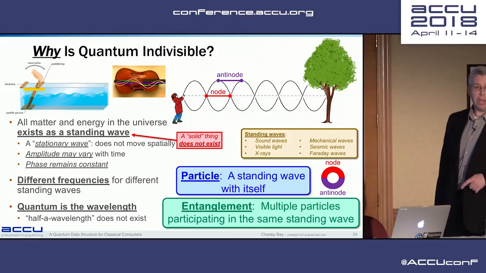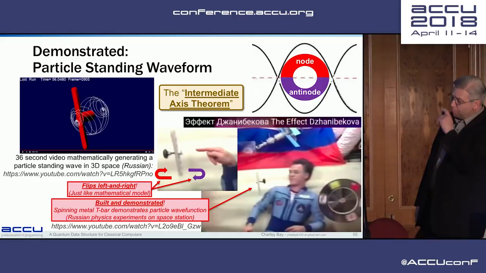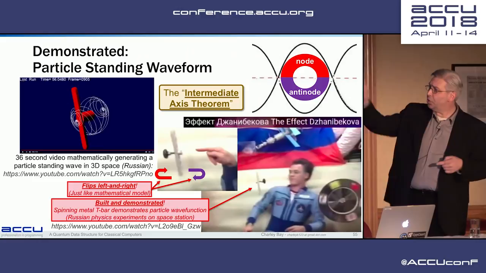So quantum is the wavelength. Here would be a mathematical approximation there on the left. That would be a mathematical description of a particle that's a standing wave with itself. Some really good work being done by the Russians.